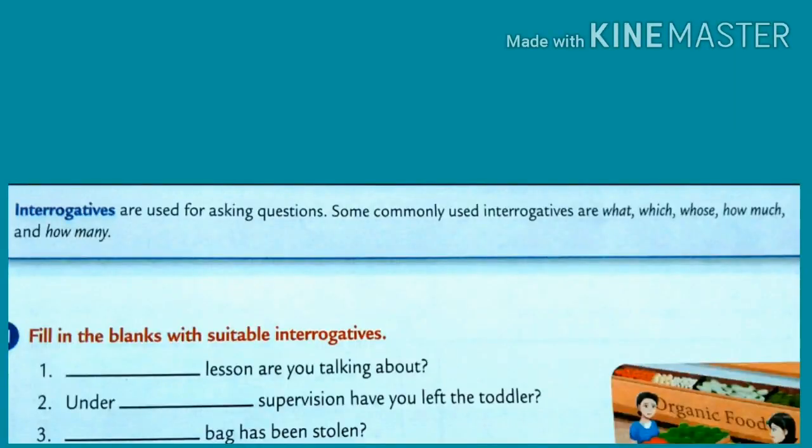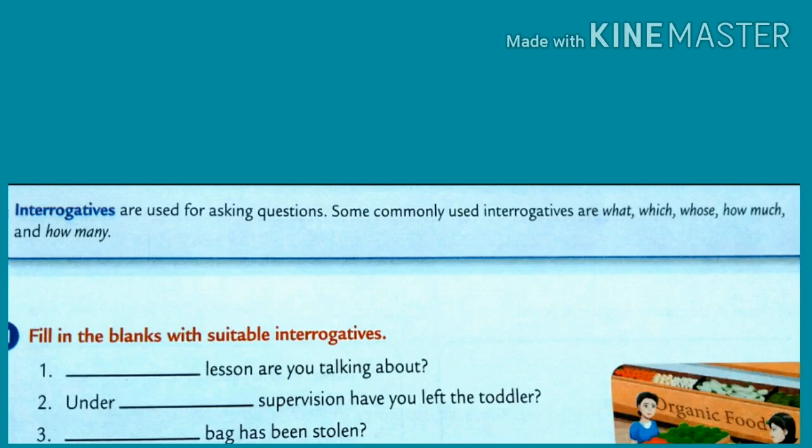In determiners, the last topic is interrogatives. Now we can see how to use the interrogatives. Interrogatives are used for asking questions. If we have an interrogative word at first, then surely it is a questioning sentence. Some commonly used interrogatives are what, which, whose, how much and how many. We use what to get a reason or to get an answer. Next, which we use to refer to a thing. We use whose to mention a person. How much is used to indicate a number or quantity which is uncountable. For countable, we can use how many.